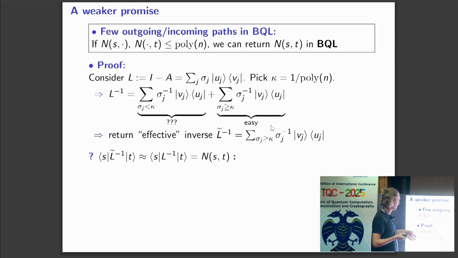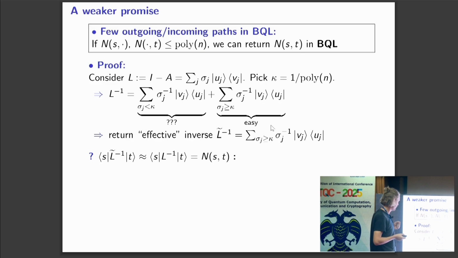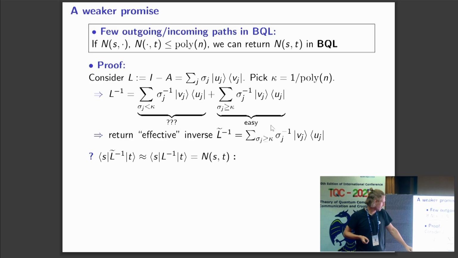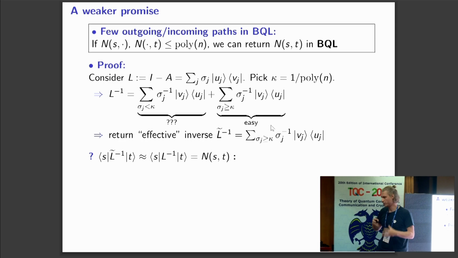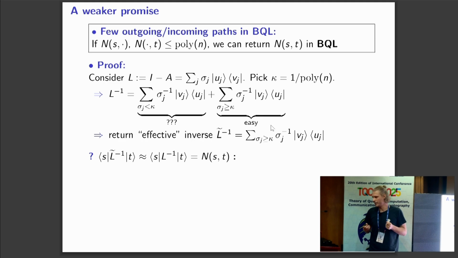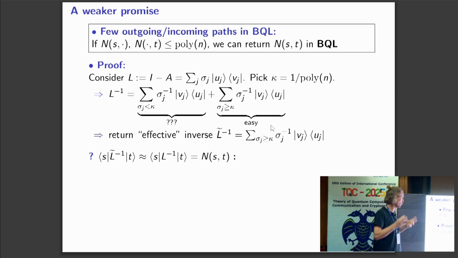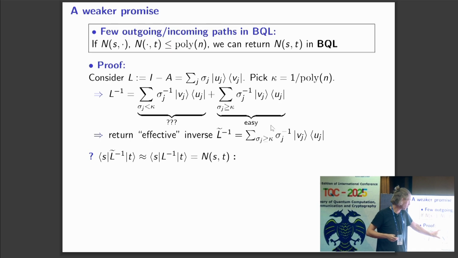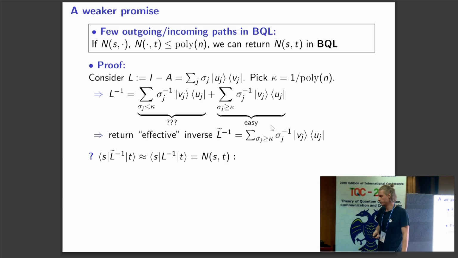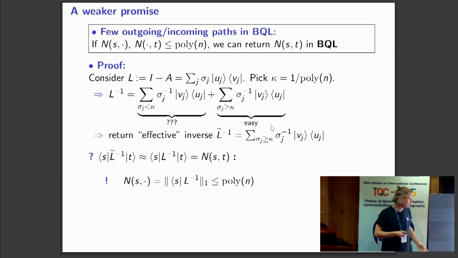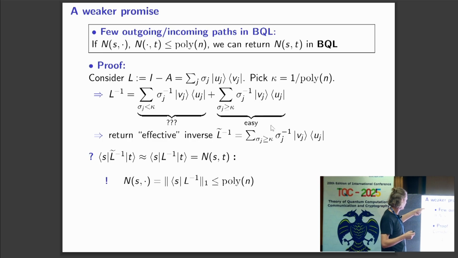still approximate this number of paths from S to T, right? So does the ST entry of L tilde inverse still approximate it? Because clearly L tilde inverse is not going to approximate L inverse as a whole, because we're throwing away a very large part of this inverse. However, you can put together two things, namely the two promises that we're imposing.